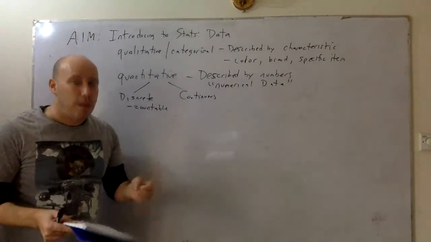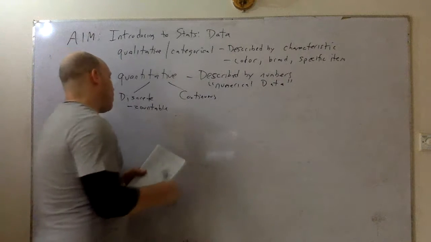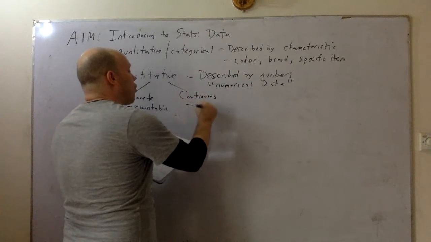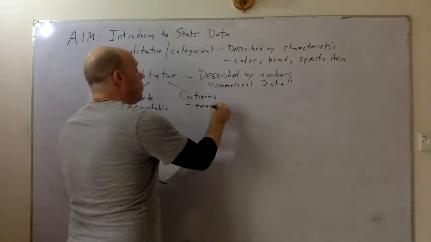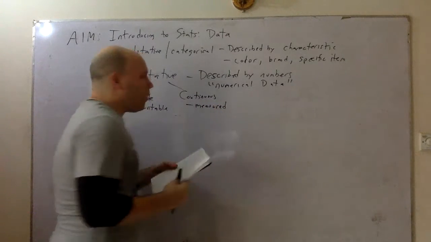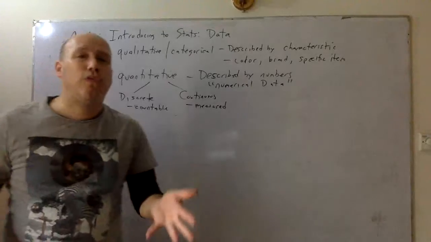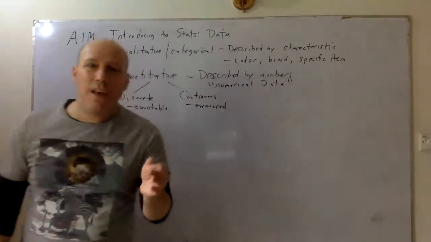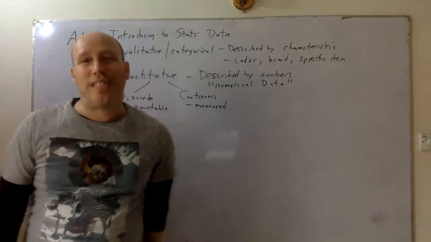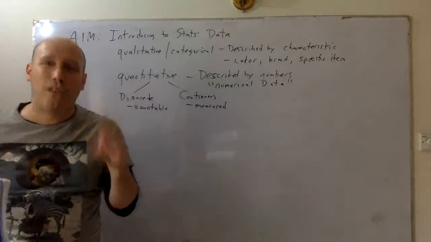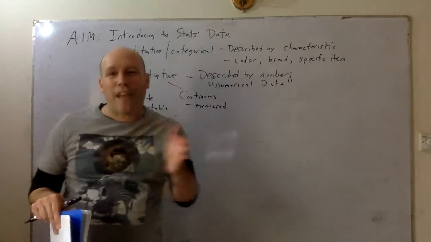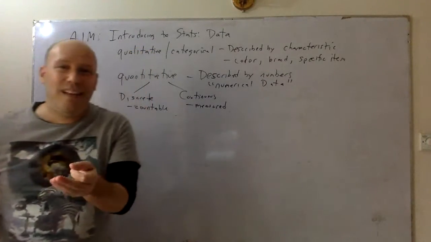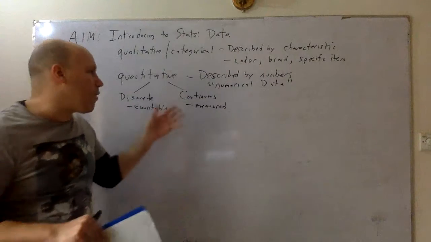It's countable. The other thing is continuous, and this is measured. So the idea is we really don't know the exact value, but we measure. For example, how old are you? Well, you might say, I'm 15. You're not exactly 15. Are all the 15-year-olds in the class the same 15? You'd be like, no. It's somewhere between 15 and 16. Maybe you might say, 15.528 or something like that. But the idea is we measure it.